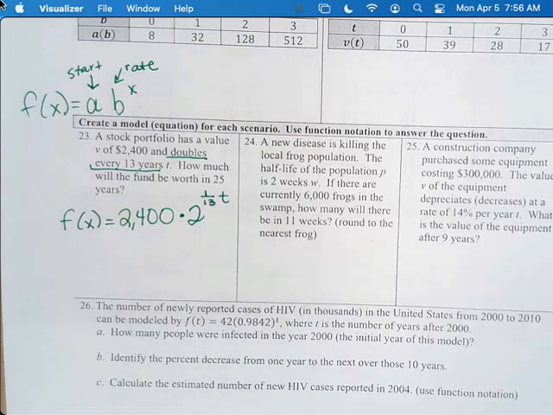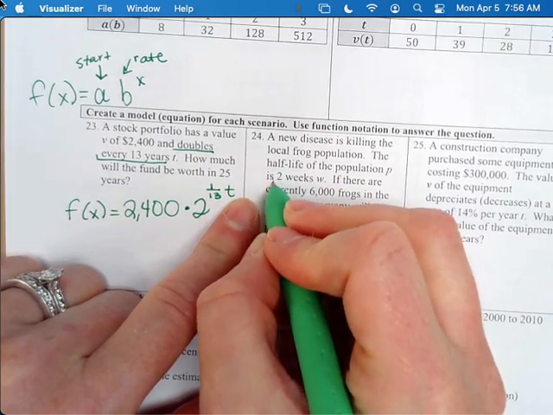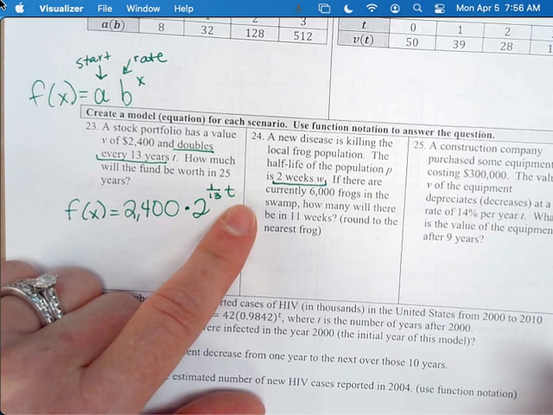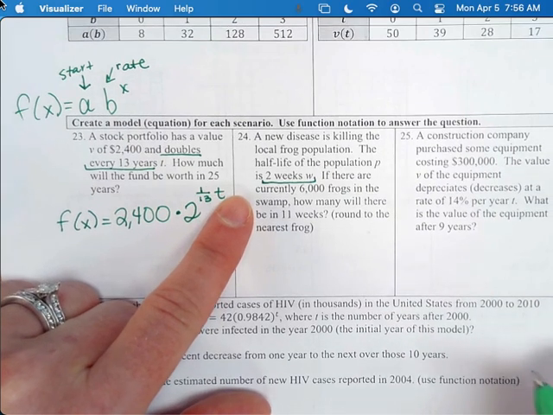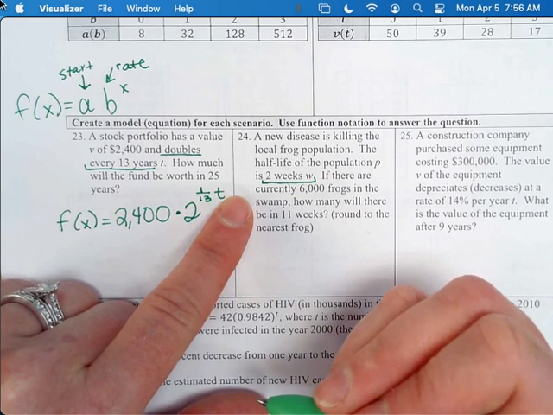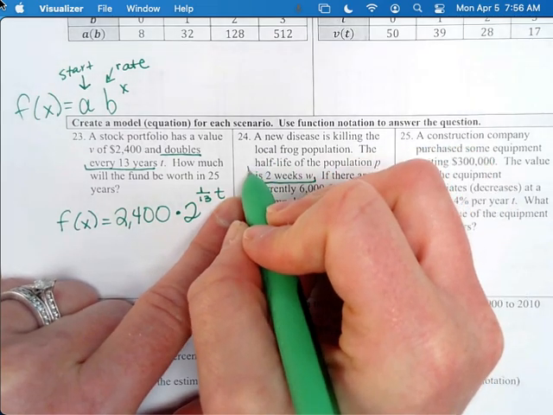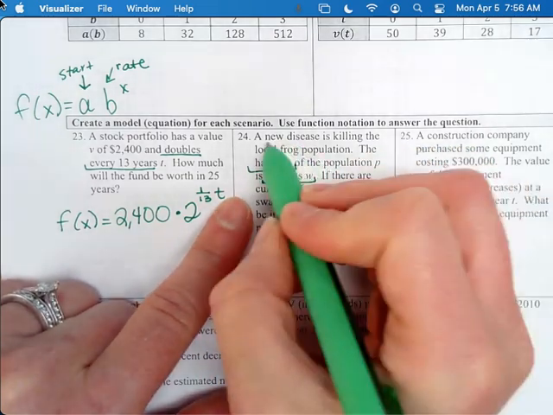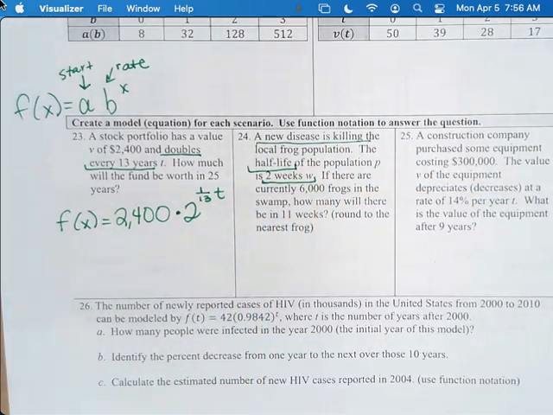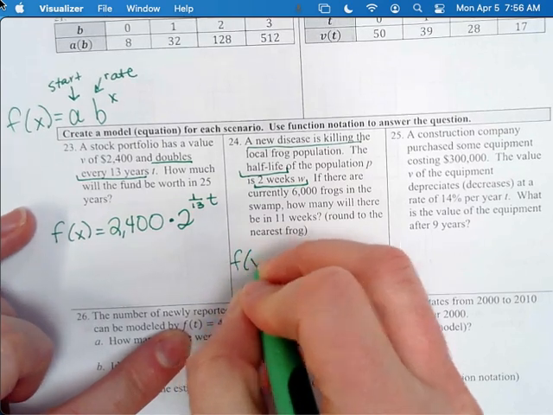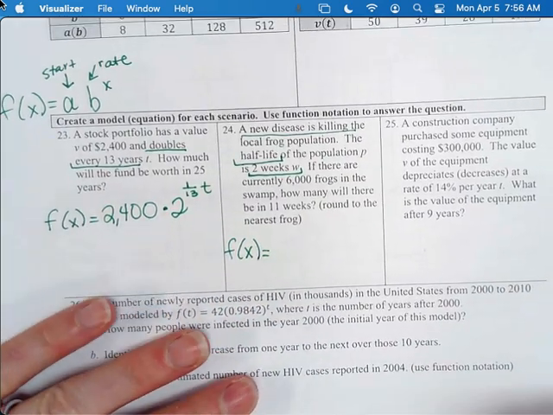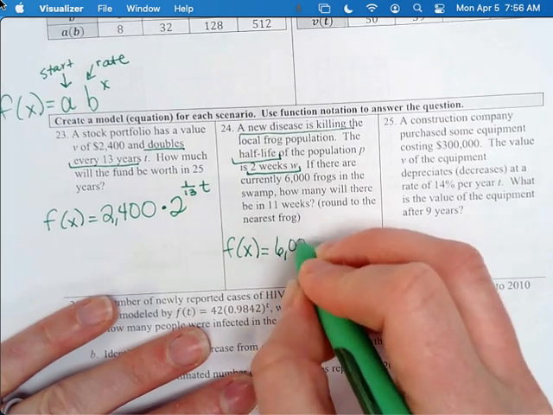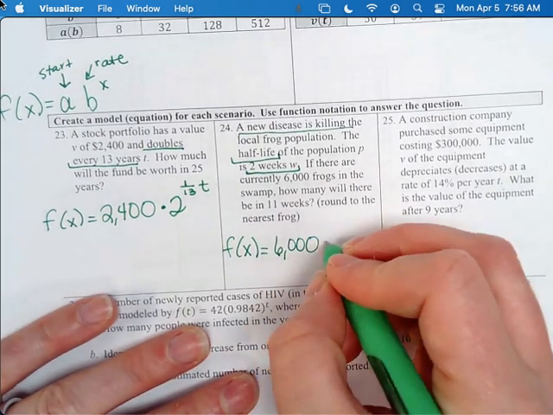So it says every 2 weeks, right? Every 2 weeks, what is going to happen? What's going to happen to the population? It says half-life. Because the disease is killing. So what's happening to our population? It's decreasing. So f of x equals, what's our initial, our start amount? 6,000. And then what's our rate?